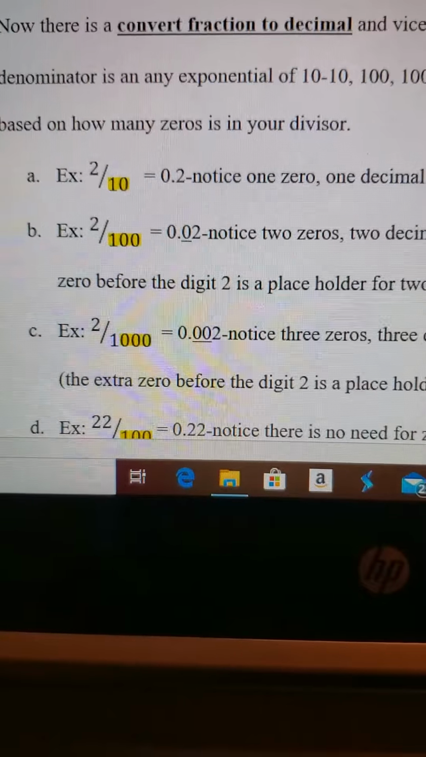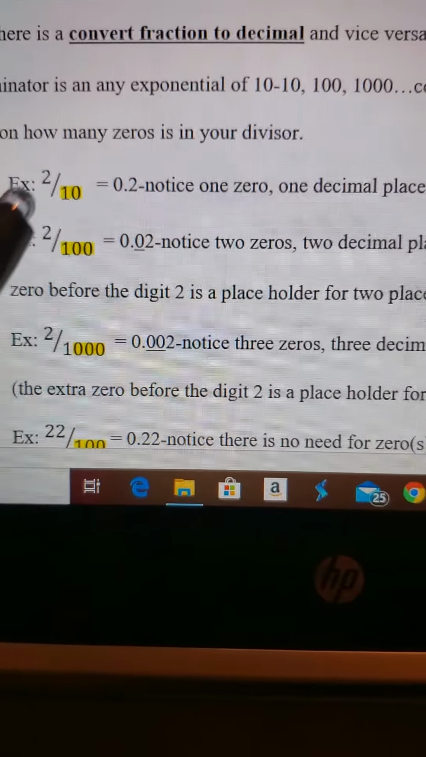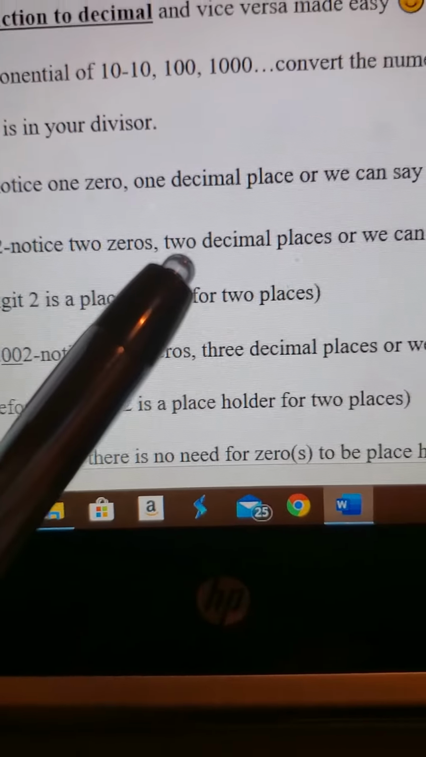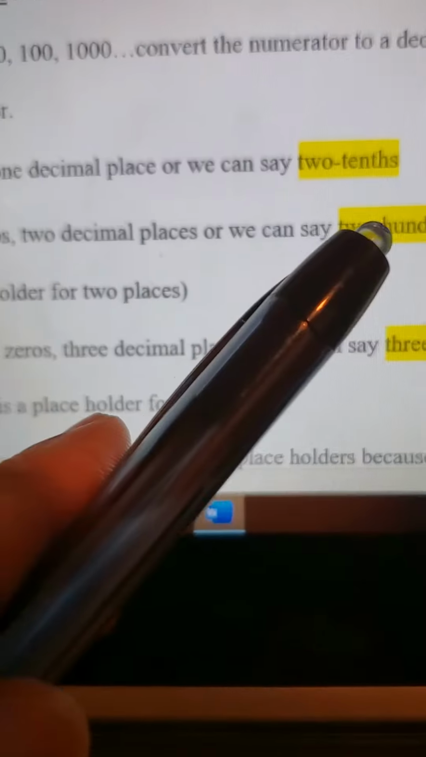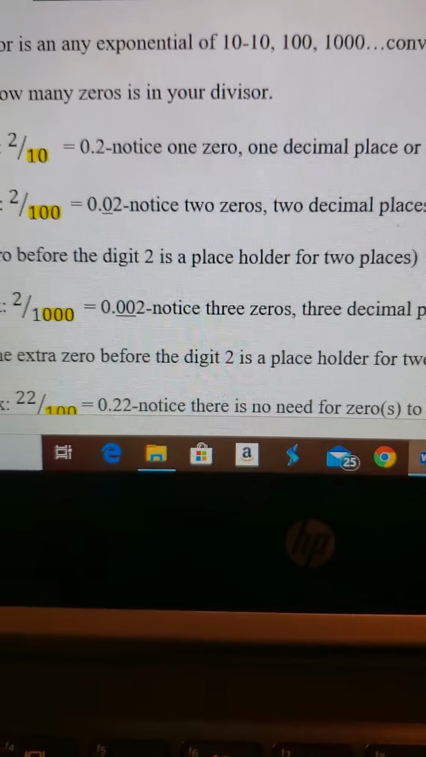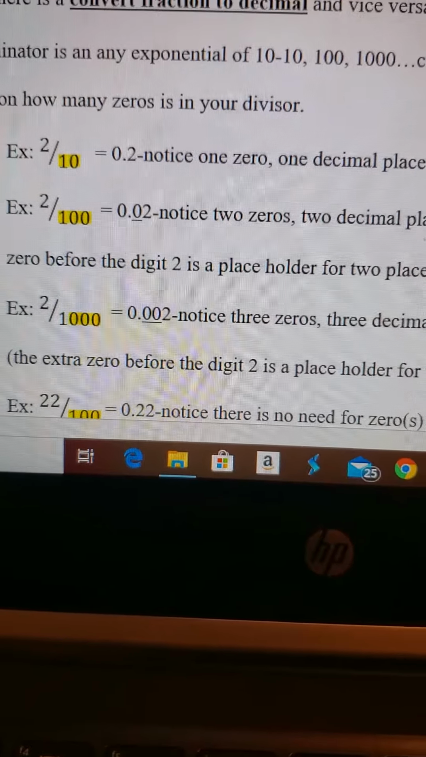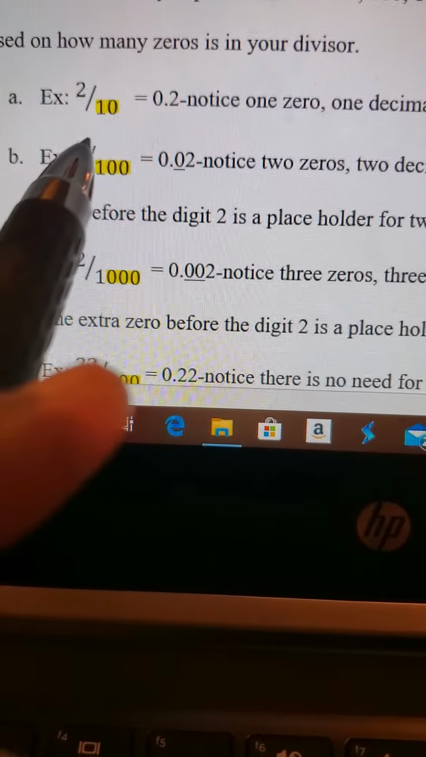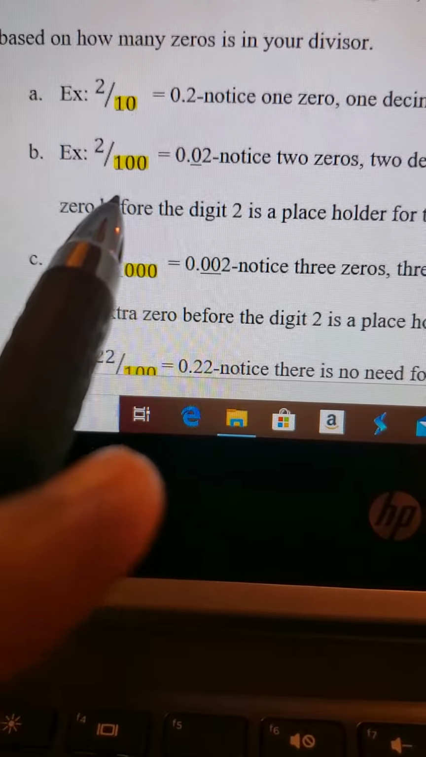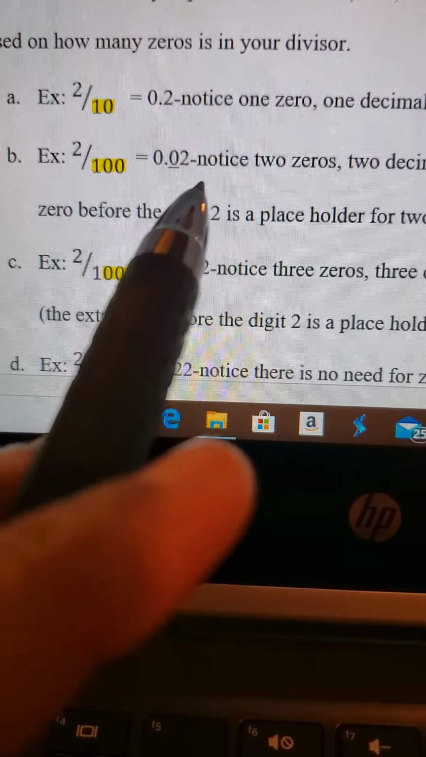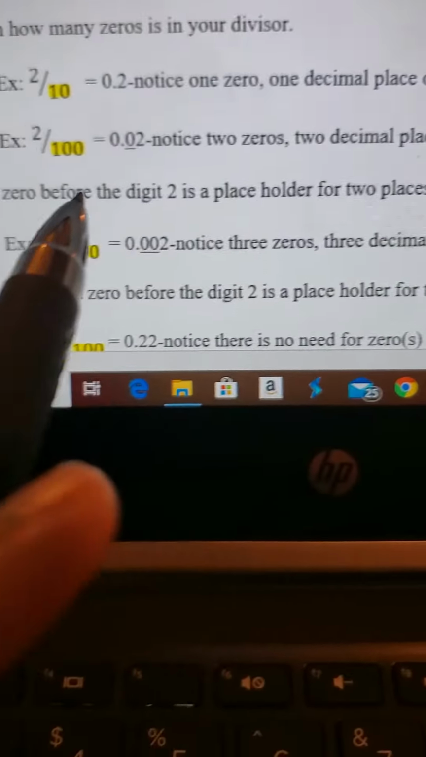So here we go. We have another example. We have 2 over 100, which is 2 decimal places, 2 zeros. Or we can say 2 hundredths, right? The extra zero before the 2 is a placeholder for 2 places, because remember we only had 1 digit in the numerator, but we have 2 zeros, 2 places, in the hundredths place. This is saying 2 has to go in the hundredths place, as when we were writing decimals in words.